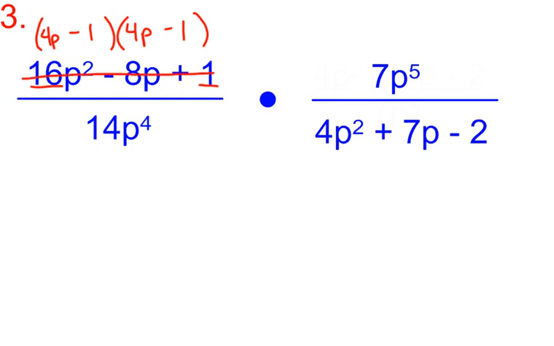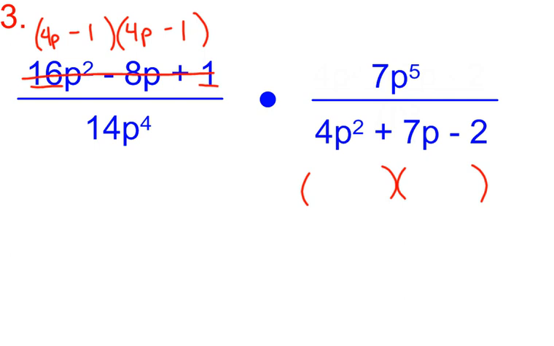In my denominator here, I have 14p to the 4th, which is a monomial, so I can't factor a monomial. There's nothing to break down, so we leave that one alone. And then I go to my next fraction. I have 7p to the 5th in the numerator. Again, it's a monomial, so I'm not going to touch it. In my denominator, I have a trinomial, so I know I'm going to try to factor this.